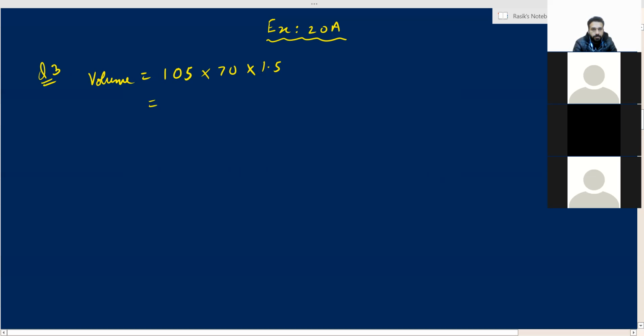So 105 into 15 into 7. What is the product? 105 into 7 into 15. 11,025. Right? Now you multiply the volume by 8. You will get the weight in grams. Start doing it.